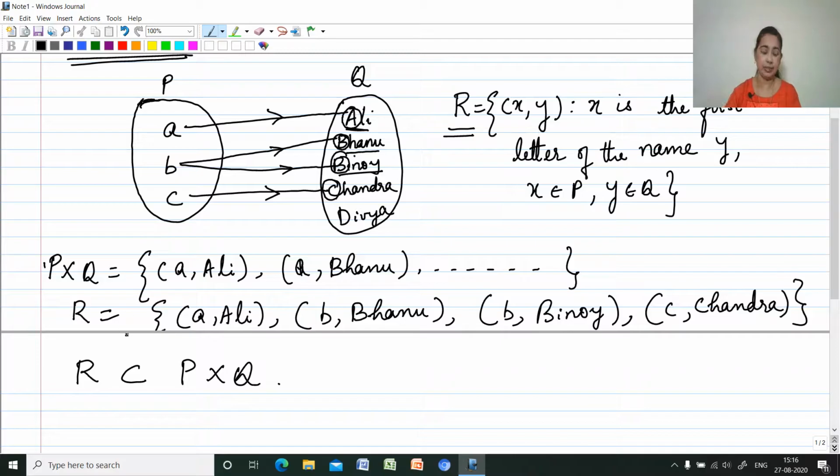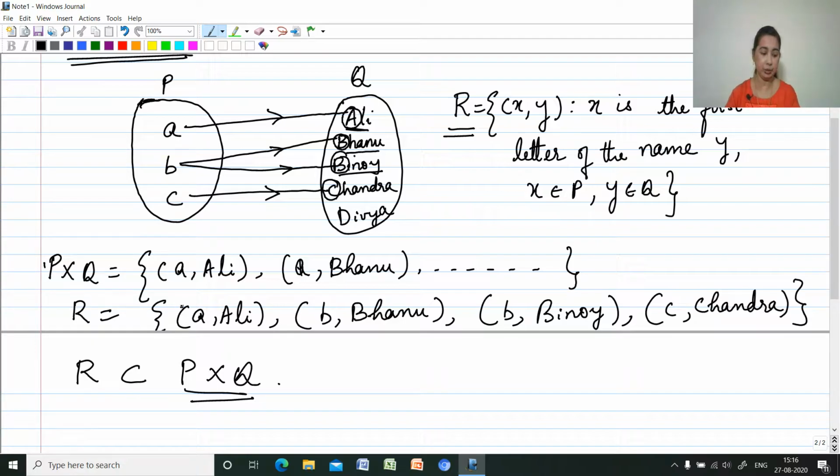So that is about relation. A relation R from a non-empty set A to a non-empty set B is a subset of the Cartesian product. Here the Cartesian product we have taken as P cross Q. So a relation R is always a subset of P cross Q. Only a few elements will come in the relation, maybe a few elements or the entire set. According to the relation given, only those elements will come.